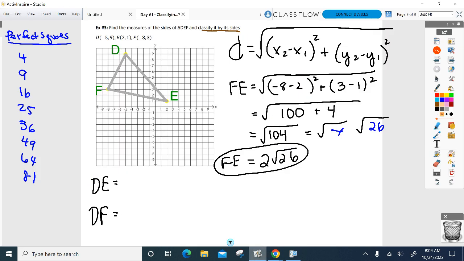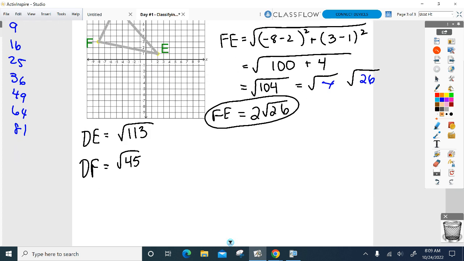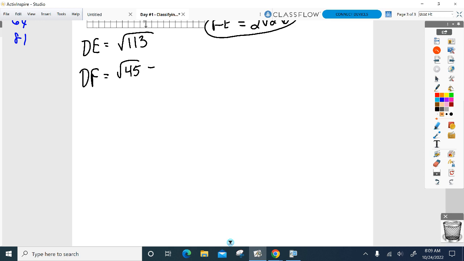All right, nice job, everyone here. DE came out to be the square root of 113. You cannot break that down. No perfect squares go into 113. And then DF came out to be the square root of 45, which could be broken down. That's broken down into the square root of 9, the biggest one that goes into 45, and 5. So you ended up with DF being 3 square root of 5.